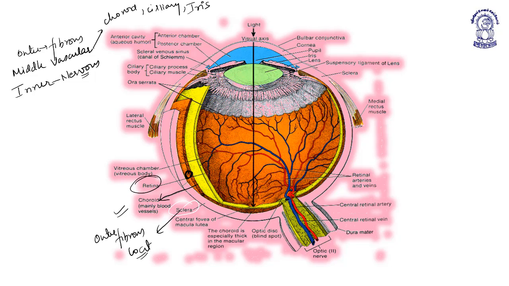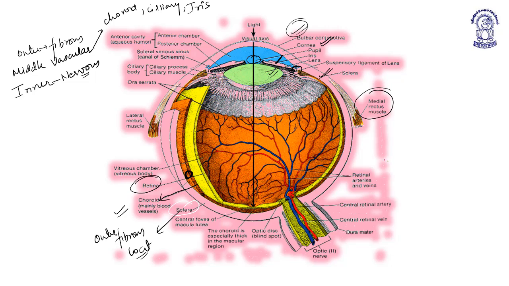Now you can see the fibrous coat is further divided into sclera and the cornea. This is the cornea. Starting from the cornea, on the outer portion you can see the bulbar conjunctiva. Then cornea, then this is the pupil. This muscular region is the iris, the circular muscles of the iris. This is the lens. These are suspensory ligaments. This is the sclera, the outer coat. This is the medial rectus muscle.